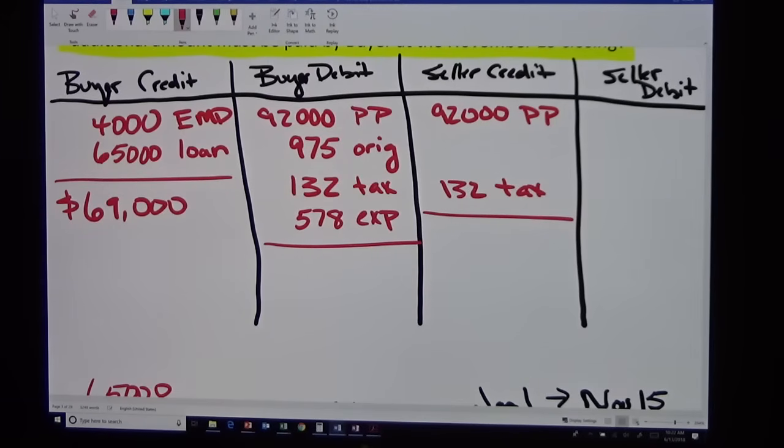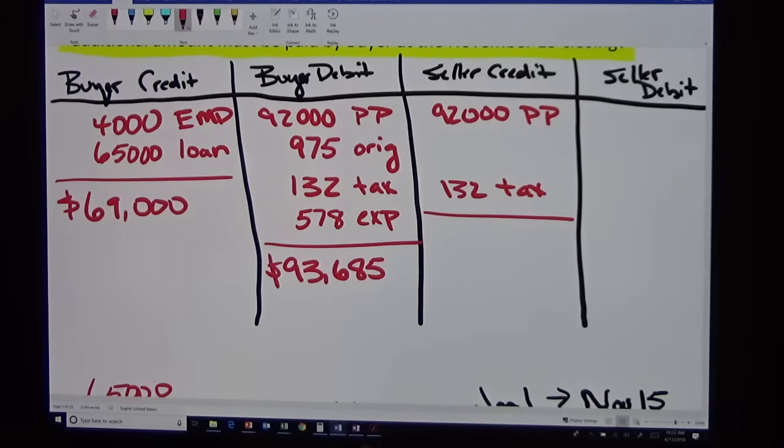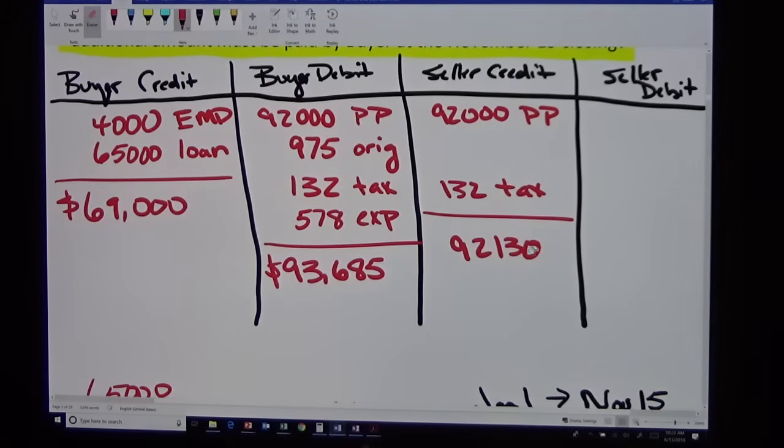The buyer debits, which take a little longer, is $92,000 plus $975 plus $132 plus $578 is $93,685 in buyer debits. The seller credits, even though we're not asked to the seller side, is $92,132. Oops, 132. And the seller has no debits.